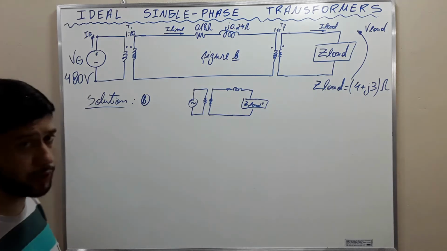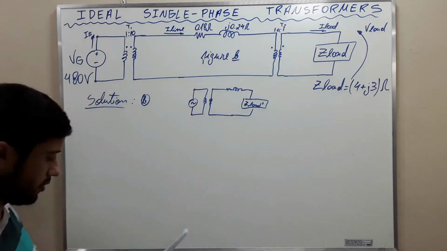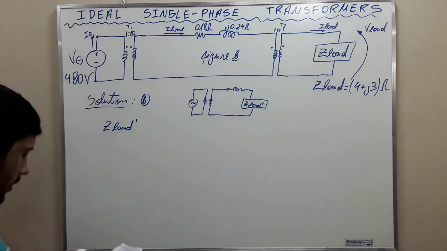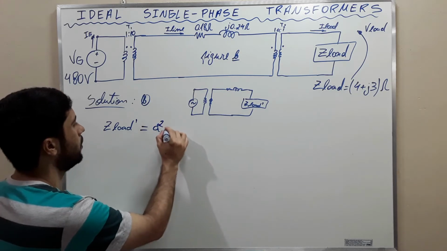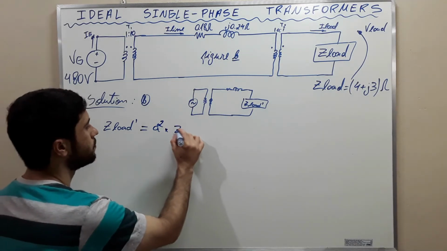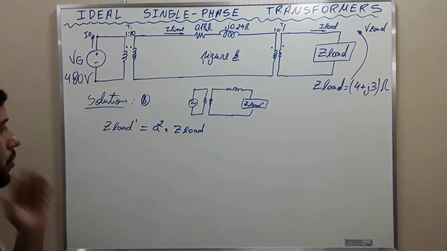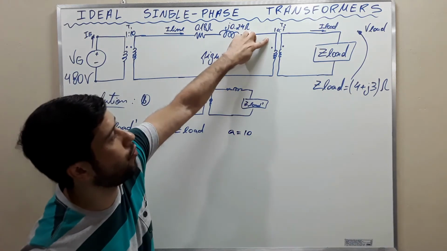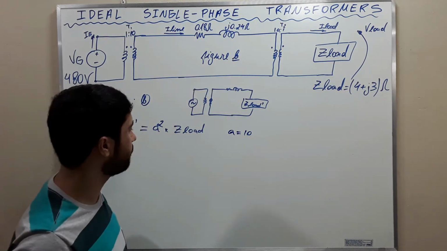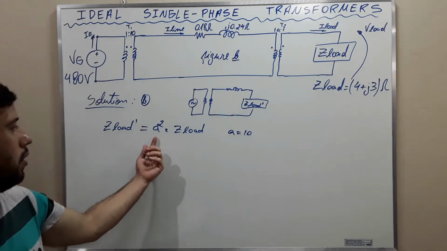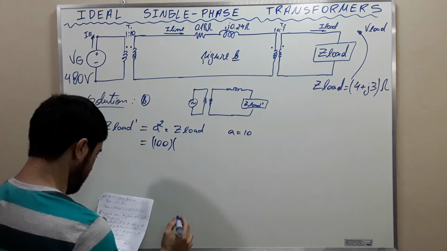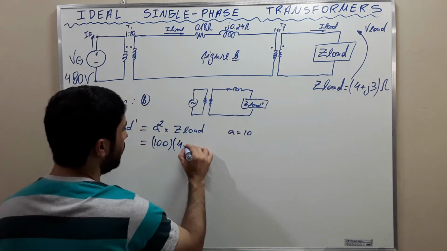Then let's do it. How do we do this? We are going to use an expression like this: Z load prime is equal to A squared times Z load. Okay? And what is A? A is equal to 10, the turns ratio of this transformer. Therefore, we get that it is equal to 100 times the impedance of the load, 4 plus J3.